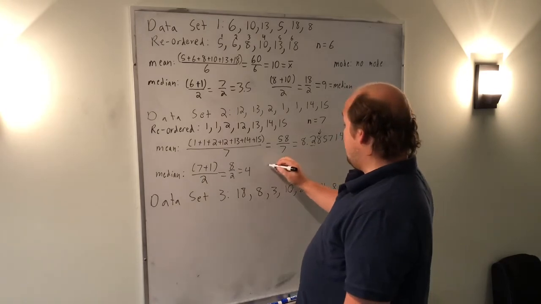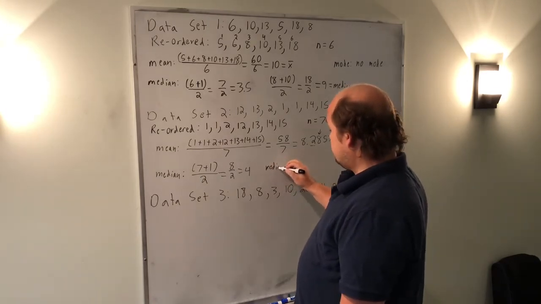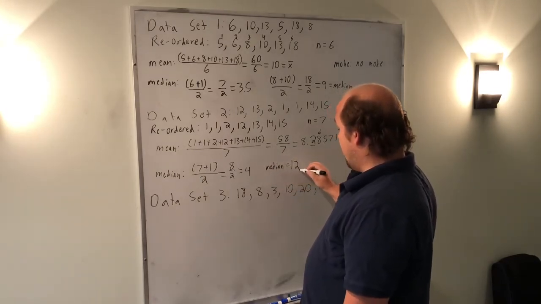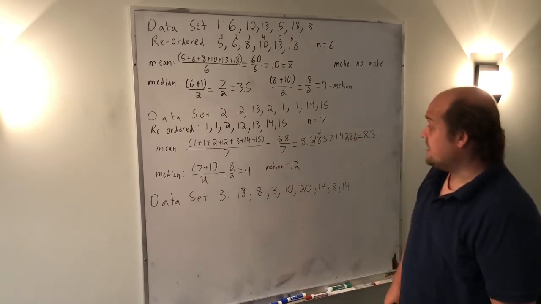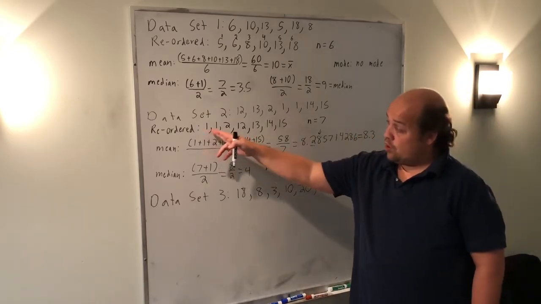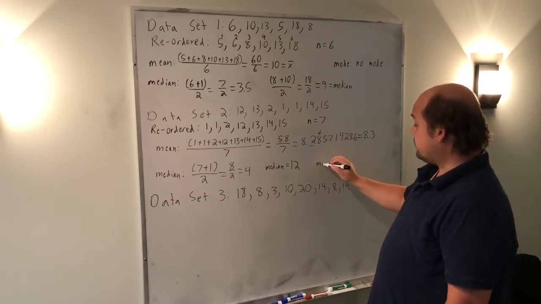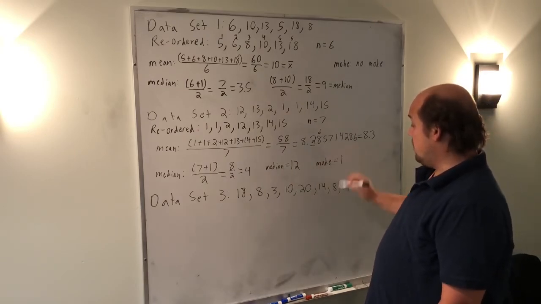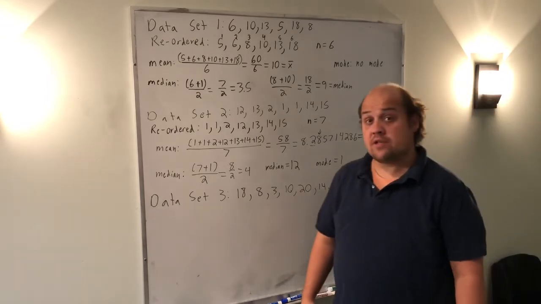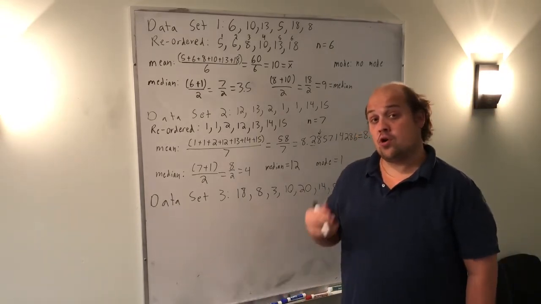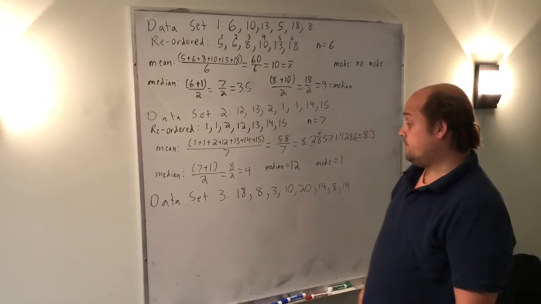So the median equals 12. As I look across, I see 1 repeats. Since nothing else repeats, that is my mode. If I was asked what type of mode is this, it would be unimodal. In other words, one mode.